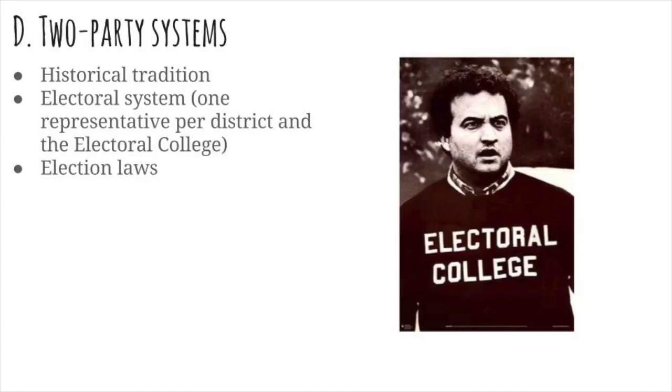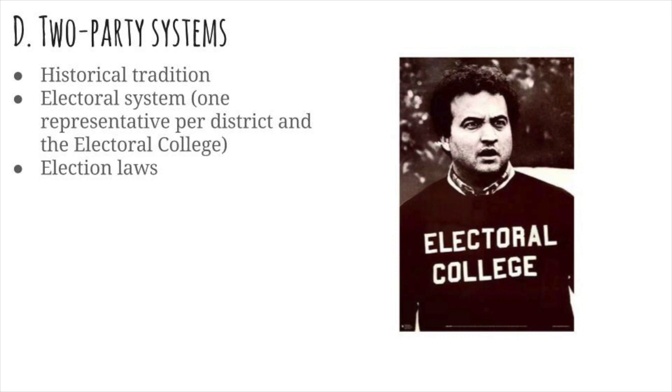Now there are a few reasons, like I said, why the United States has a history of a two-party system. Really, it's a historical tradition that dates back to the 1790s that we have two parties. There was only a brief period in the 1810s and 1820s where we didn't really have two political parties, we just had one. We also have an electoral system that favors having two parties.